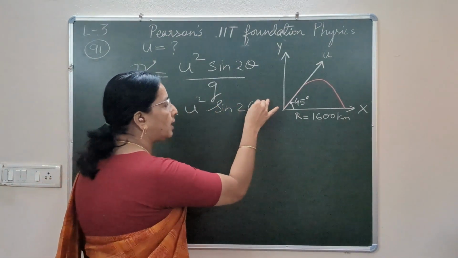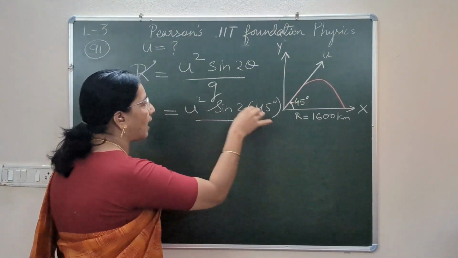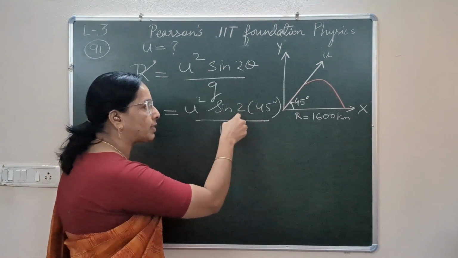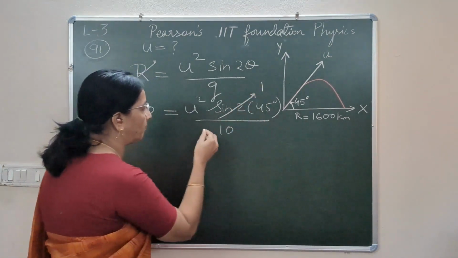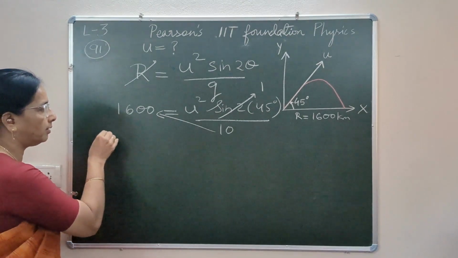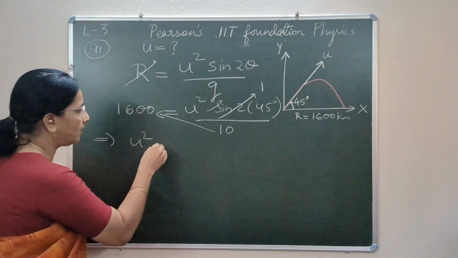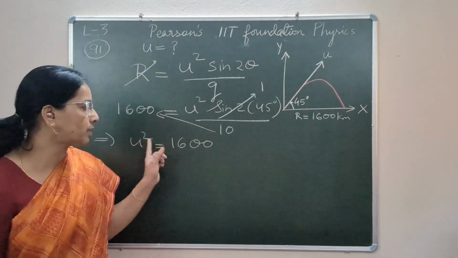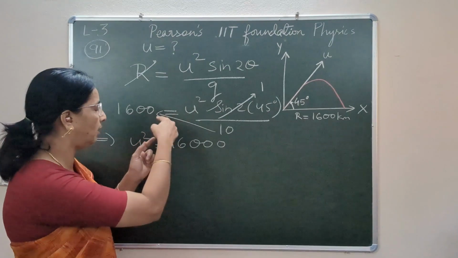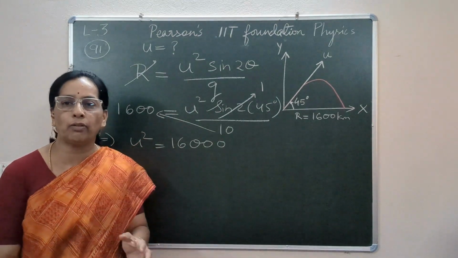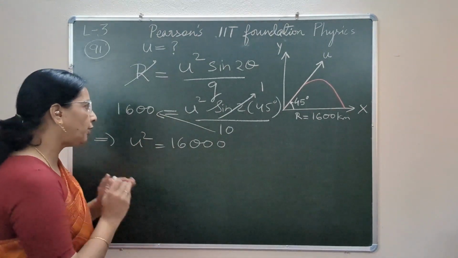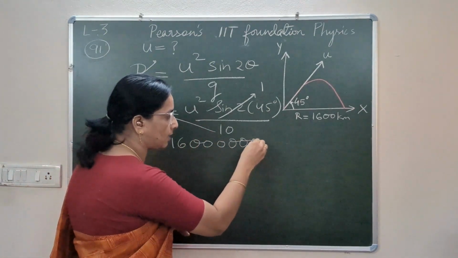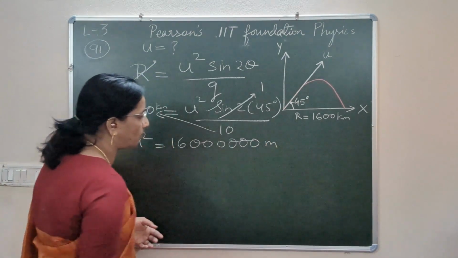Sine 2 theta, where theta is 45 degrees, and acceleration due to gravity is approximately 10. So 2 times 45 is 90. Sine 90 is 1. We go for a simple cross multiplication here, and we will get u squared is 16,000 kilometers. Now since this is u squared, and if I put an extra 0 on multiplication, this is not turning out to be a perfect square. So for that reason, I'll convert this kilometers to meters by putting another 3 zeros. 1 kilometer is 1000 meters.